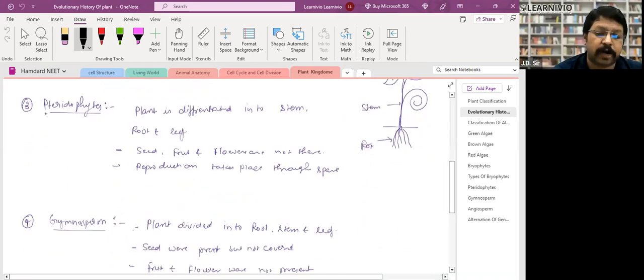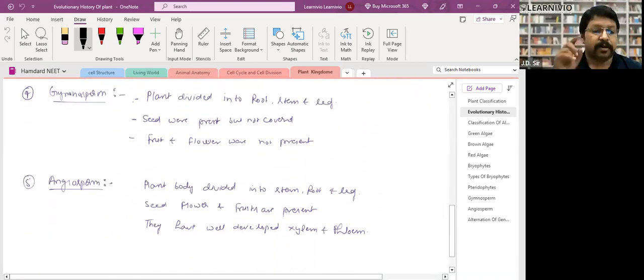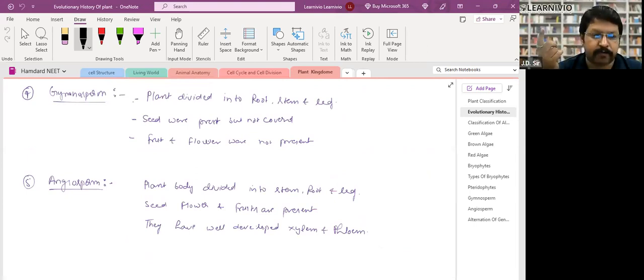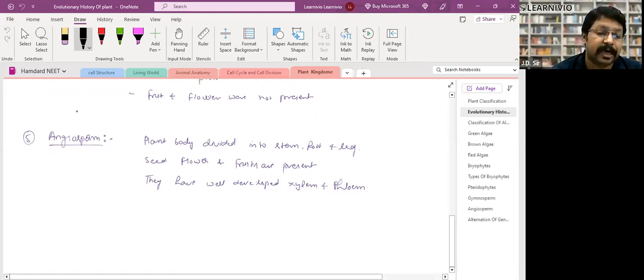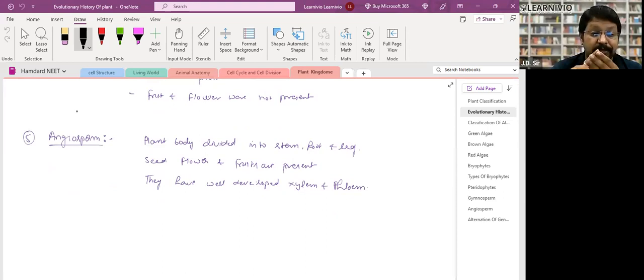After pteridophyta, the more advanced plant came, gymnosperm. They have stem, leaf, and root, which were already developed in pteridophyta. They have seed, but not fruit and flower. They have xylem and phloem. But 2 things are still missing in gymnosperm, fruit and flower. Then angiosperm came, like mango. Angiosperms have root, stem, leaf, and xylem well developed. Fruit, seed, and flower are also present. So they are the perfect.